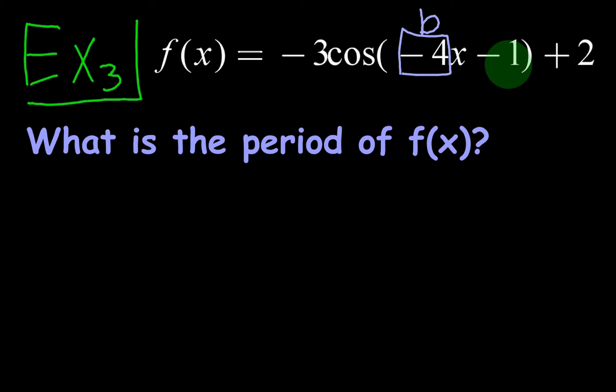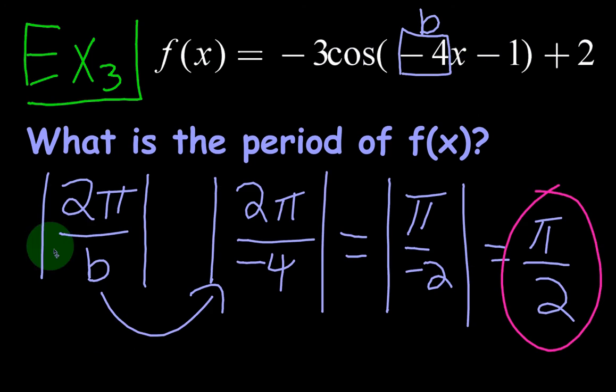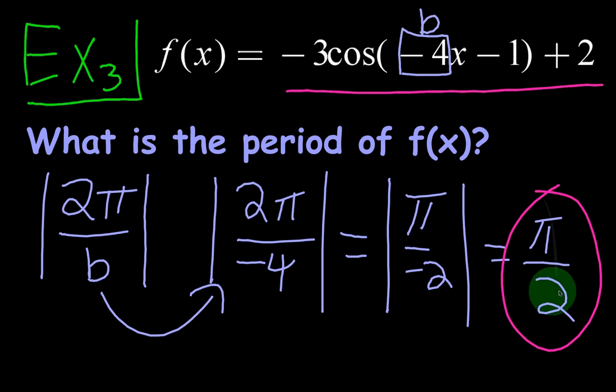So when I write out my formula for a period, you may remember what that is. If you said absolute value of 2 pi over b, you're correct. So when I write out this formula, I'm going to be plugging in negative 4 for b. So we've got absolute value of 2 pi over negative 4, which is the absolute value of pi over negative 2, because the 2's and the 4's divide. And that gives me positive pi over 2, because it's absolute value of negative. So the period of this function, according to our formula for a period of absolute value of 2 pi over b, is just pi over 2.